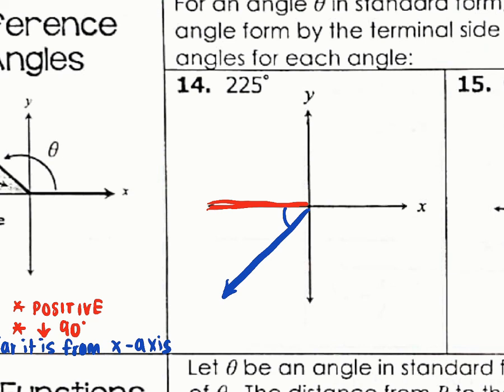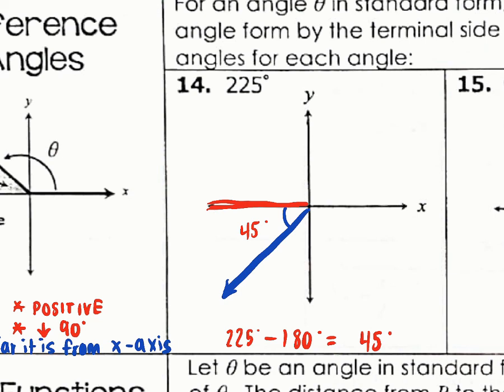Isn't it 180 degrees? That's the value of my x-axis right there, 180 degrees. So if that angle is 225, we're simply going to go 225 minus 180. That's how far it is from the x-axis right there. 225 minus 180 is what? My reference angle right here is 45 degrees. It's 45 degrees from the x-axis.